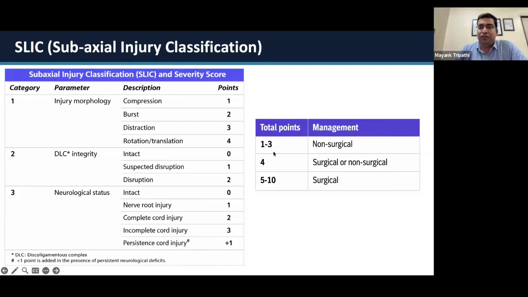So after totaling, if the score was 1, 2, or 3, the patient had a non-surgical indication. A score of 4 suggested surgical or non-surgical, depending upon the preference of the surgeon. And a score of 5 or more had a surgical indication.